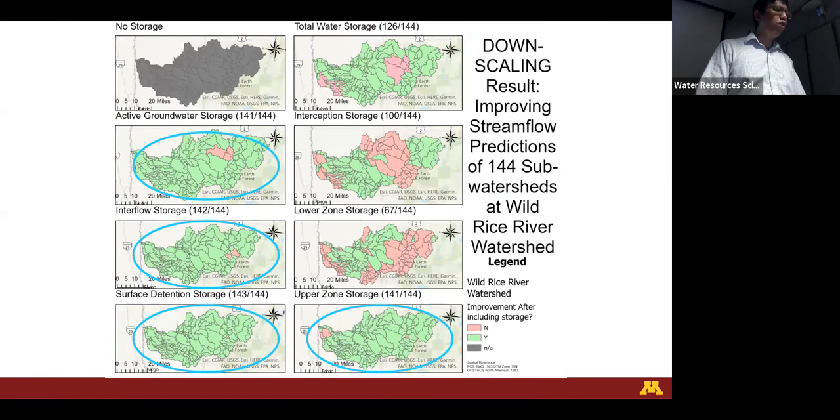And I would also like to show a similar result from the Wild Rice River Watershed. It shows a similar pattern: by including the total water storage, it has a significant improvement. But by including active groundwater storage, interflow storage, surface detention storage, and upper zone storage, you will have the best overall improvement of the prediction at the sub HUC 12 watershed level.